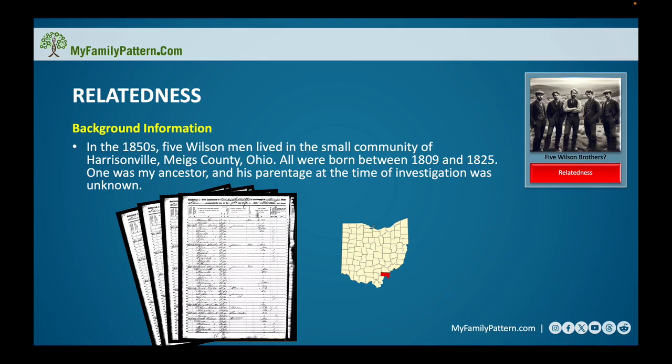My last example here is about the research question about relatedness. This is again on my line, and in the year 1850, my ancestor was living in a small town in Meigs County, Ohio. I also noticed in this same small town, there were 4 other male Wilsons living there, all born between the years 1809 and 1825. I wondered, were they related?